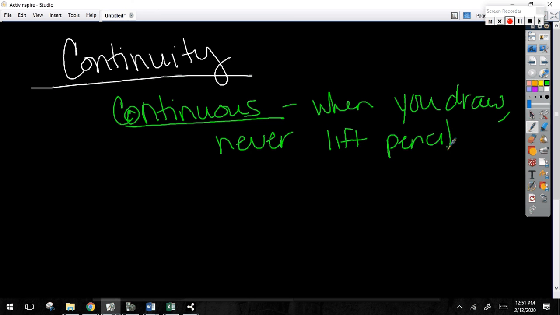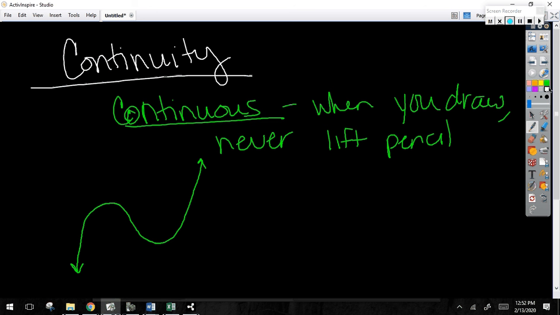Okay, that's how we're going to describe it from right now. We will build on this definition a little bit to include some where you do have to lift your pencil up, but they're still continuous for various reasons. But for right now, things like this, see how I drew that and I didn't have to lift my pencil up? That's a continuous function.